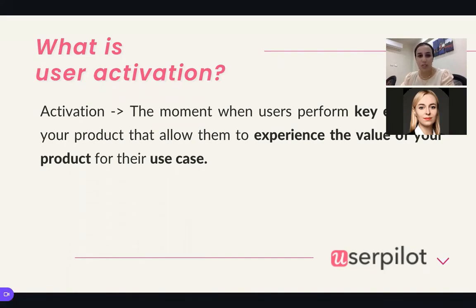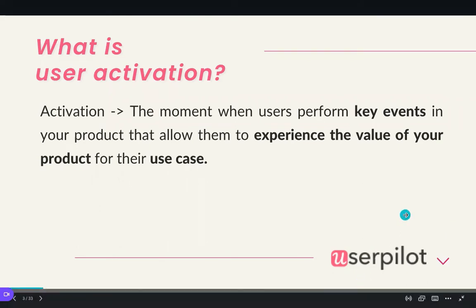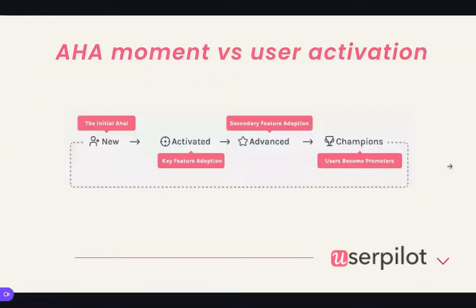Activation is that moment when your users perform key actions, key events in your product, that allow them to experience the value of your product in their use case. Each product targets different personas and different value, so you have to define what the value of your product is for each persona. This is the graph that explains it all. You have the initial aha, the feature adoption, then secondary feature adoption, and so on. And then your users become promoters for your product.